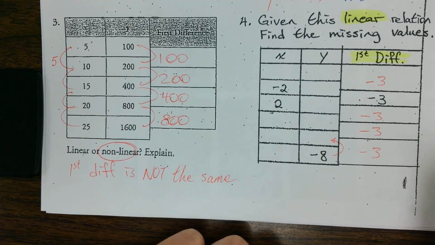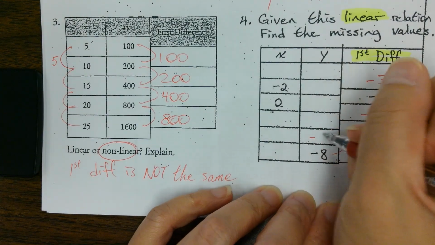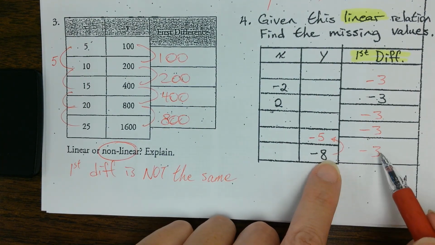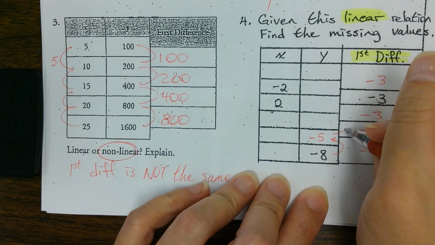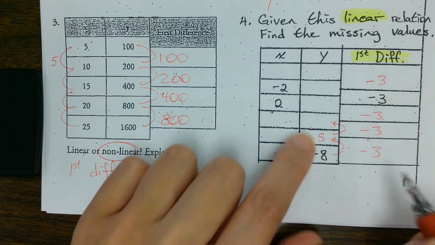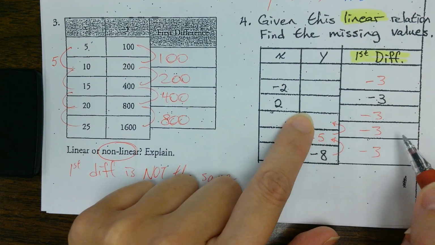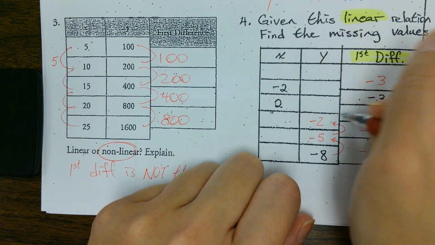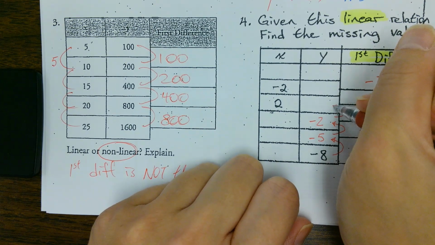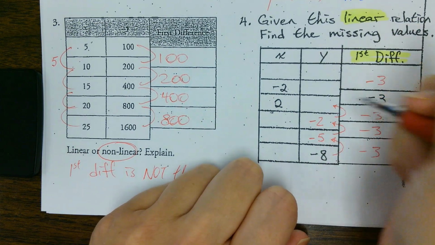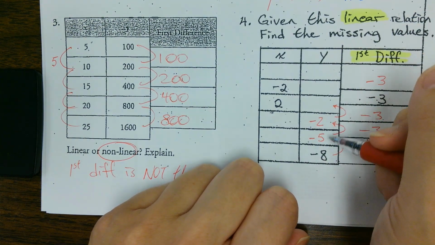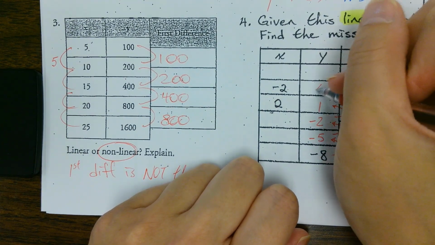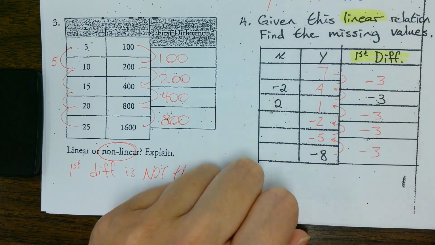-5. -8 minus -5, yeah, gives you -3. Same thing. Okay, -5 minus what would give you -3? -2. Keep going. Down by 3s. Actually, up by 3. +1. And then? Good job.